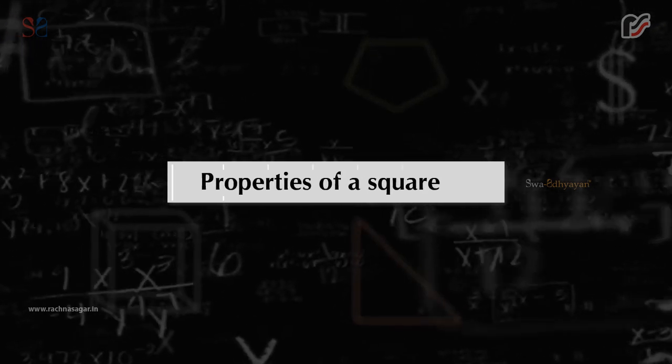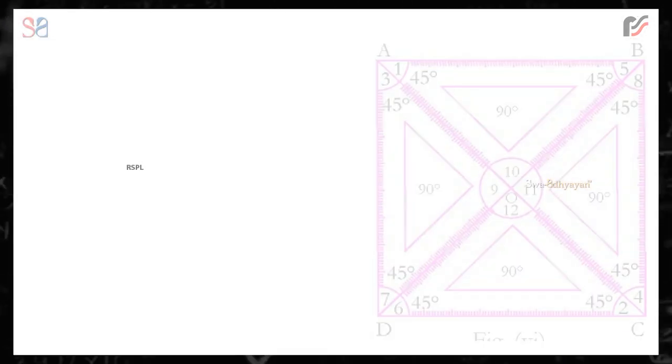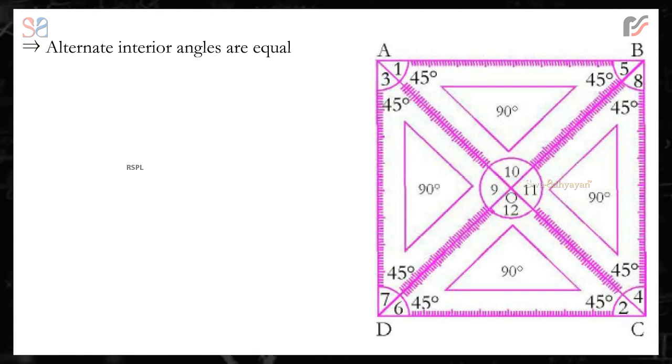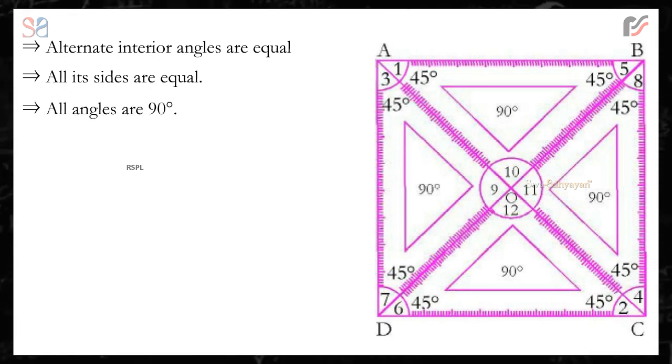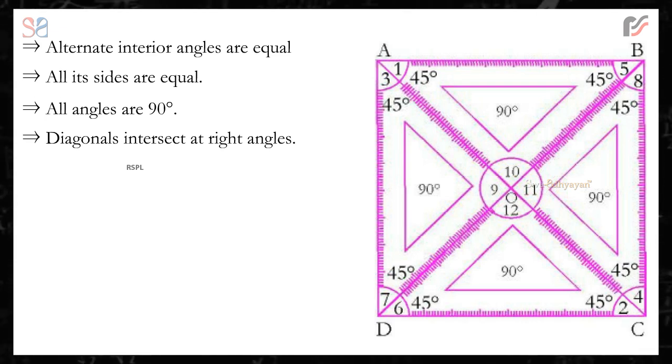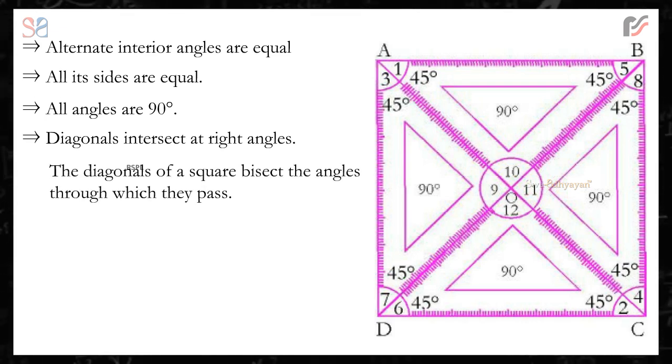Properties of a square. Alternate interior angles are equal. All its sides are equal. All angles are 90°. Diagonals intersect at right angles. The diagonals of a square bisect the angles through which they pass.